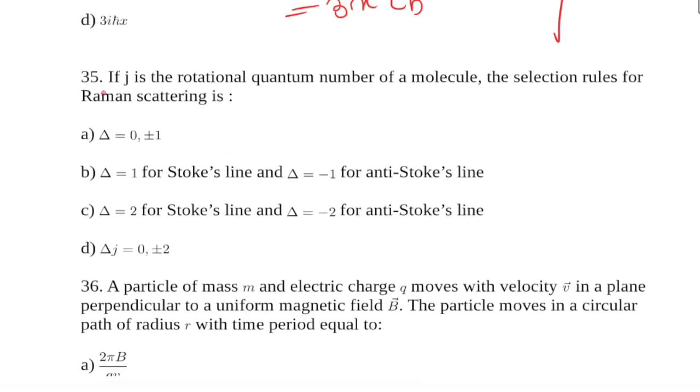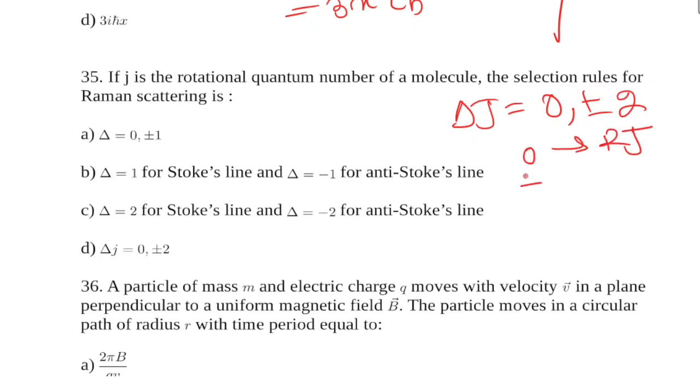Next, question number 35. If J is the rotational quantum number of a molecule, the selection rule for Raman scattering is, and that is del J equals 0, plus minus 2. Del J equals 0 for Rayleigh scattering, plus 2 for Stokes lines of Raman scattering, and del J equal to minus 2 for anti-Stokes lines of Raman scattering. Okay, so your correct option is option D.